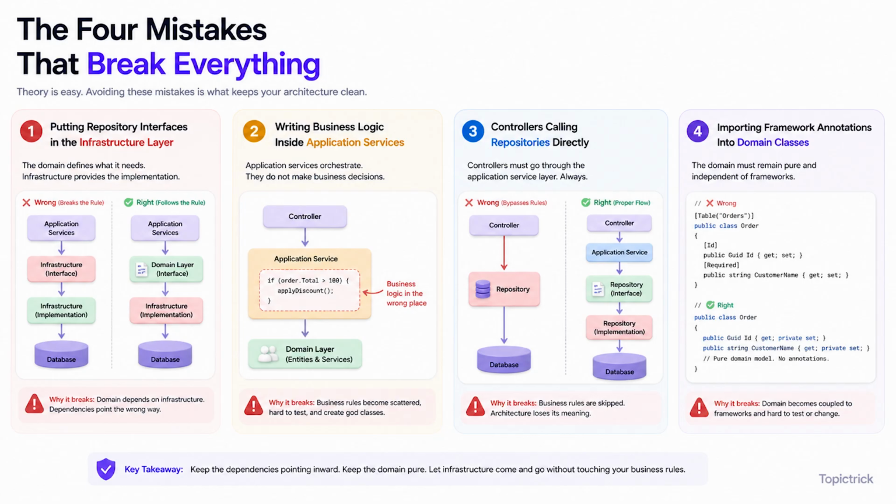Mistake 4. Importing framework annotations into domain classes. The moment a domain entity imports a database framework, your domain is no longer independent. You cannot test it without that framework. You cannot move to a different framework without touching your business rules. The domain must remain pure. No annotations, no framework imports, no exceptions.